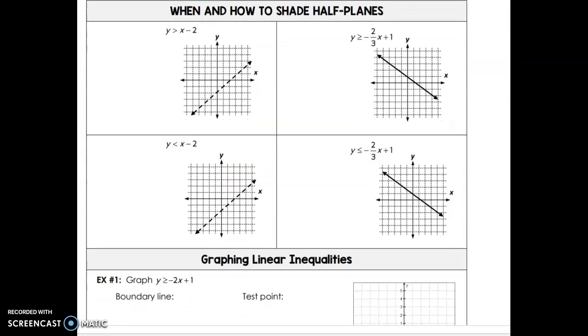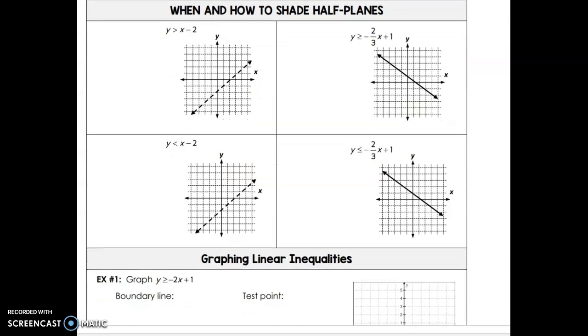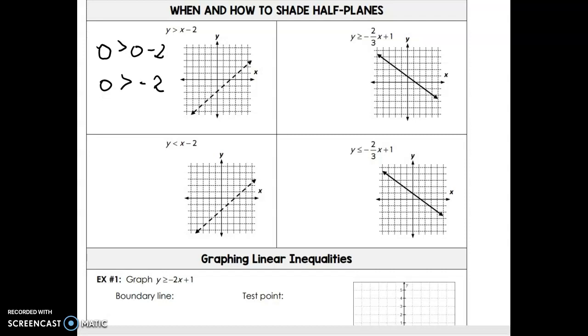Now we want to do some example practice questions here. So they've already graphed it for us, which is nice. We want to use our test point. So notice how this dotted line does not go through 0, 0. So we're going to use 0, 0 and plug in 0 less than 0 minus 2. And we want to see, is this a true statement? Is 0 greater than negative 2? Hopefully you're saying yes, it is. So this is true. Therefore, you want to shade in where 0, 0 is.